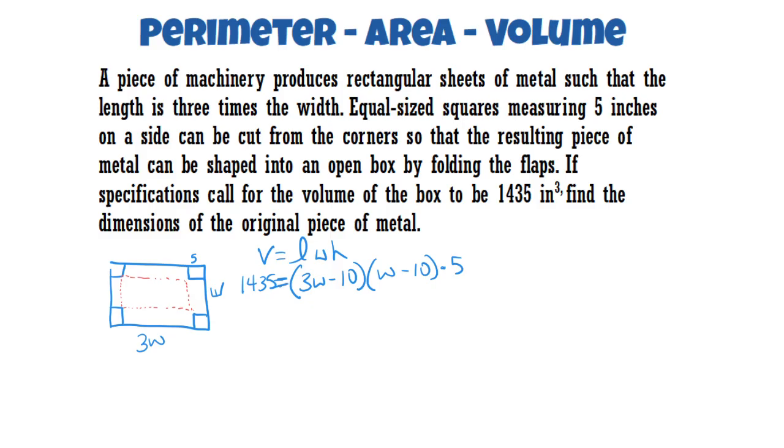Now, a couple ways you could do this. You could take the 5 and distribute it through one of the parentheses. You don't want to distribute it through both, because then you're multiplying by 5 twice. But because I see that this left side is 1435, I'm just going to divide both sides by 5. And that's going to divide very nicely. 1435 divided by 5 is 287.